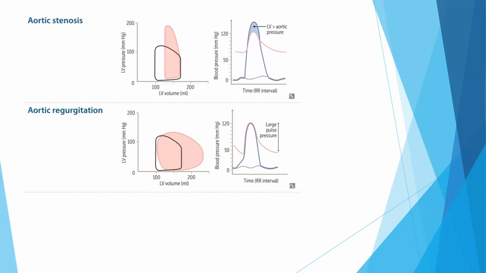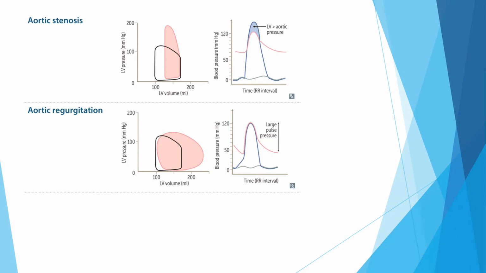So let's talk a little bit about the different valvular disorders according to what First Aid says. First of all, we have aortic stenosis. The most common cause of aortic stenosis is age-related calcification of the aortic valve. Due to the age-related calcification of the aortic valve, more pressure is needed by the left ventricle to pump the blood from the left ventricle towards the aorta.